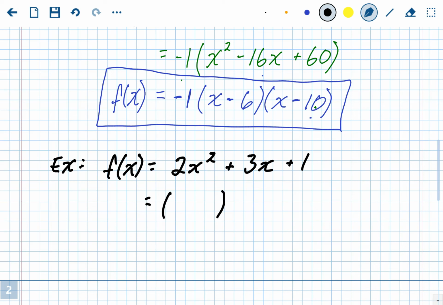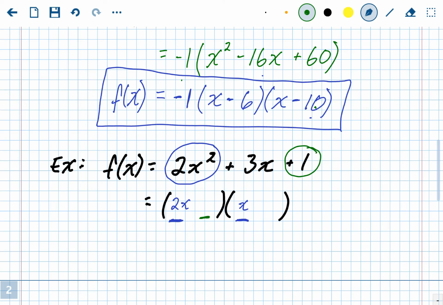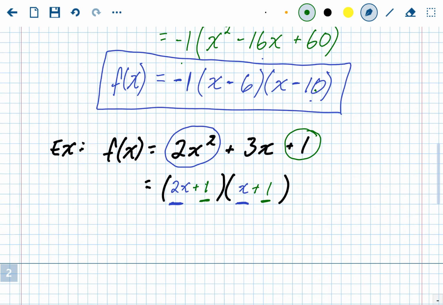So remember, for this method, if there is a number in front of x squared, you have to find two numbers that multiply to 2x squared. And those are going to go in the first slots. The only things that multiply to 2x squared are 2x and 1x. And then you know the last terms have to multiply to the last value of the trinomial. So you figure out what multiplies to 1. Well, the only thing that multiplies to 1 is 1 and 1. And it's both plus, because everything's plus. Alright, so that is factored.